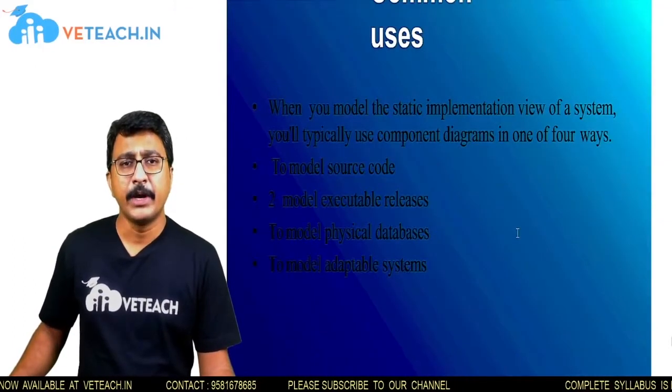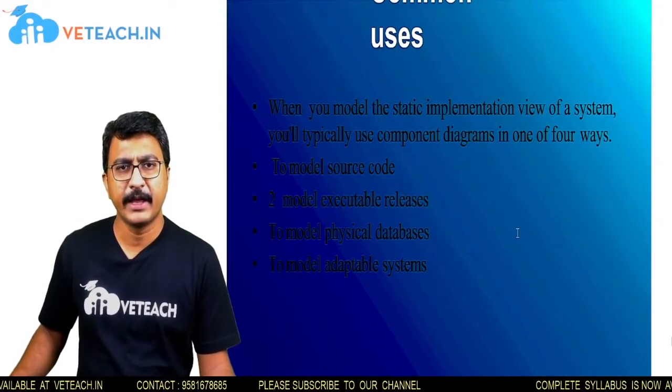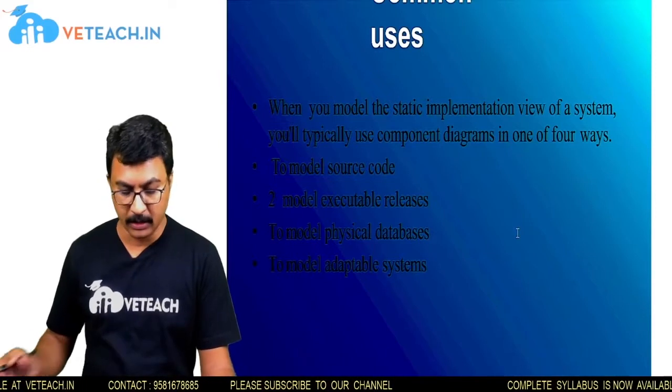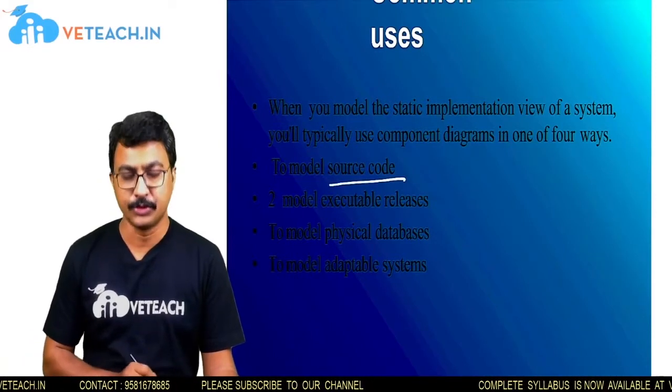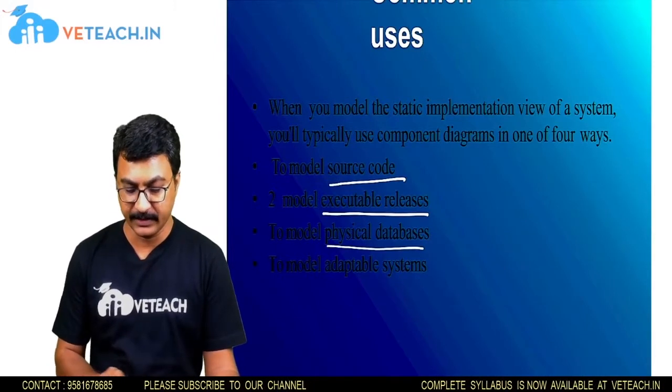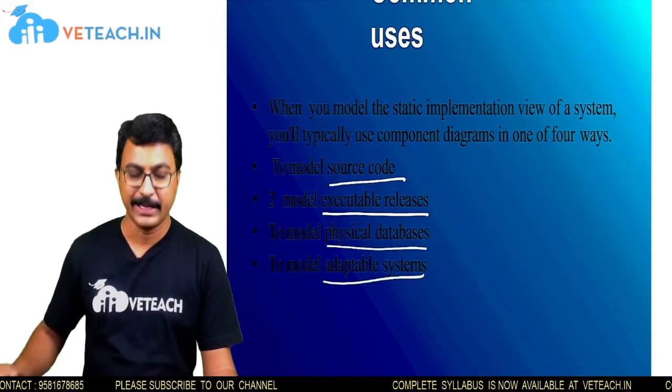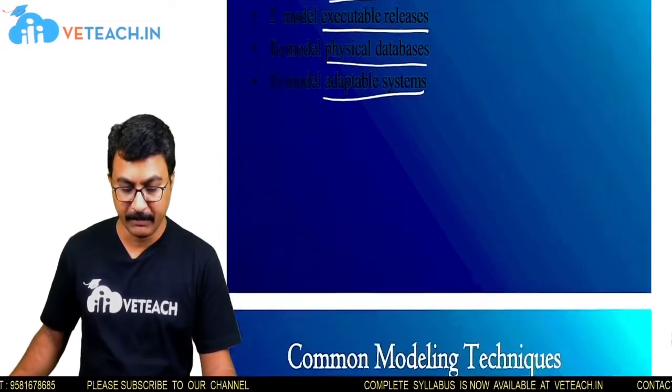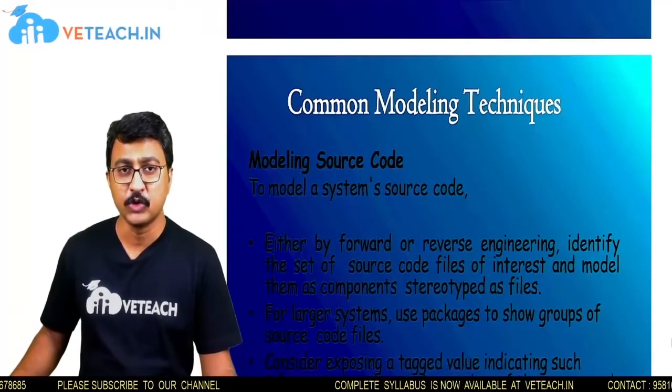What is a component diagram used for? A component diagram is used to model, 1, source code, 2, executable releases, 3, physical databases, and 4, adaptable systems. We'll take up one by one. It can be used to model source code.